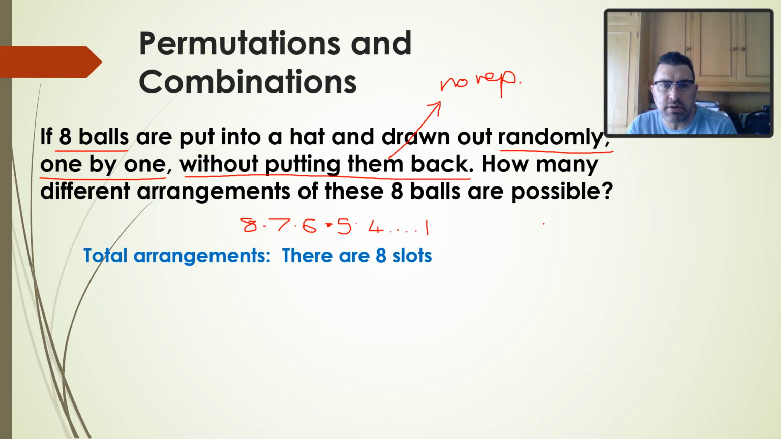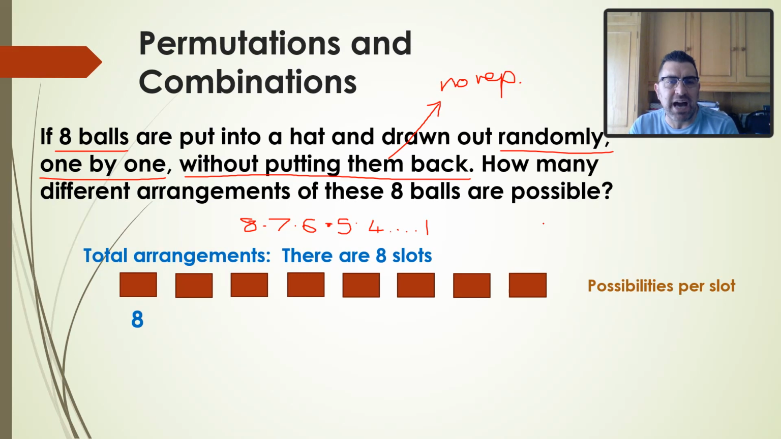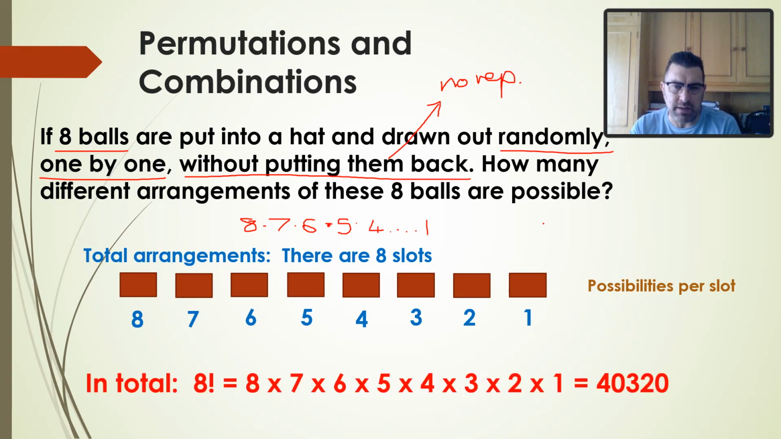So total arrangements, there's 8 slots. Possibilities per slot, 8, then 7, then 6, then 5, then 4, 3, 2, and 1. What are we doing? We're multiplying them. So it's 8 factorial ways to choose that 8 balls without putting them back.